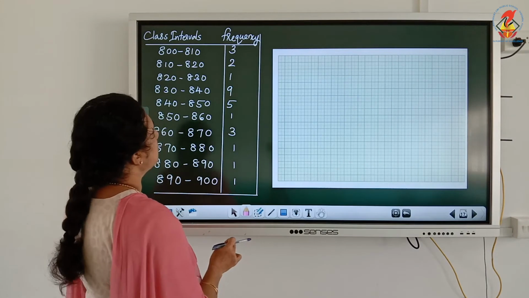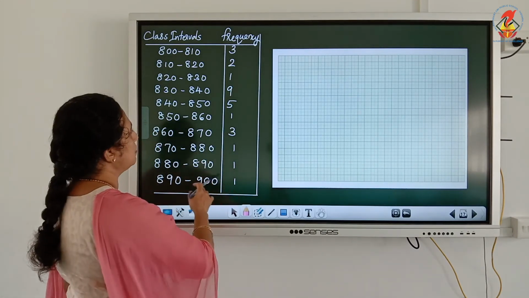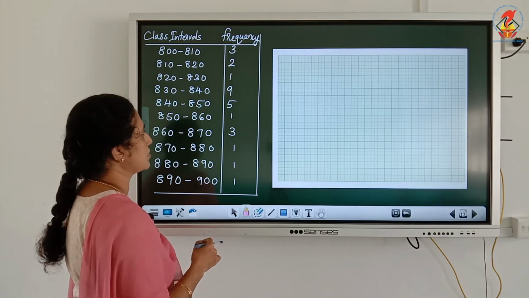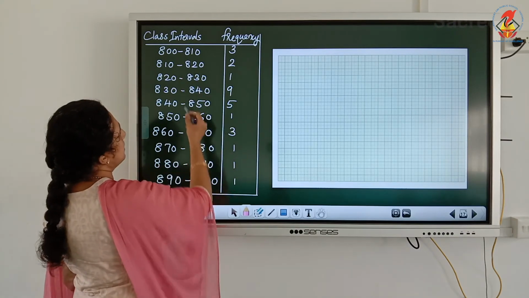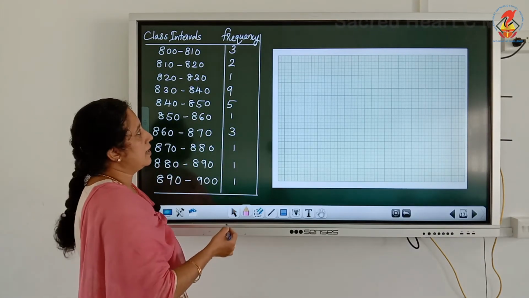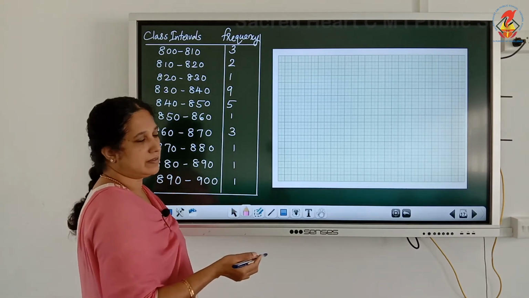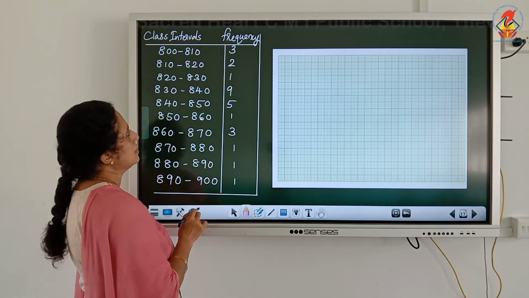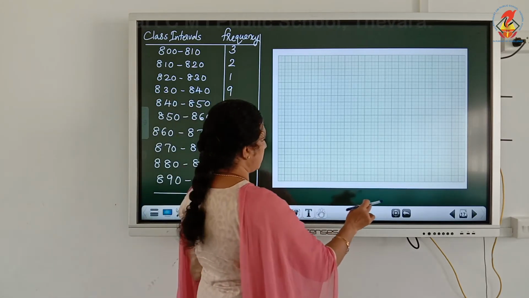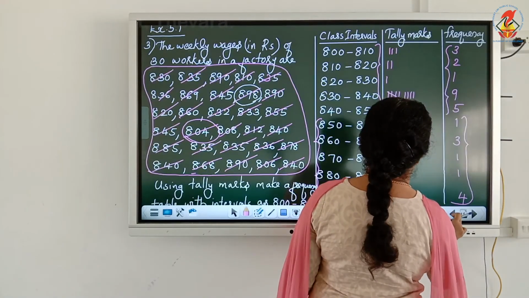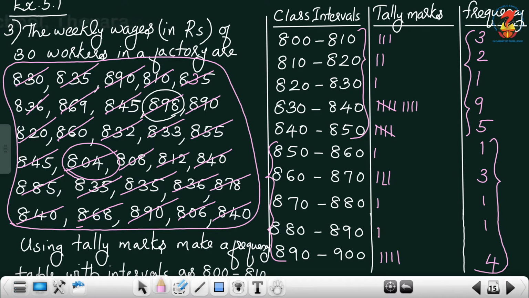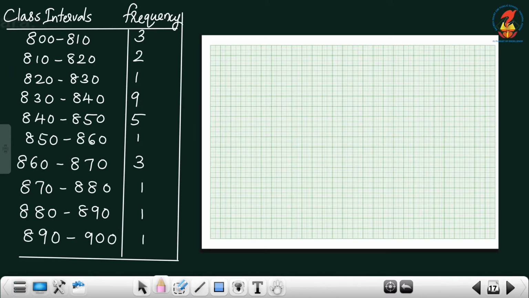Now next we have to draw the histogram. For this grouped frequency distribution, you have to draw the histogram. So the values are given. We can write the class intervals and the frequencies, and no need to put the tally marks here. We need only these two columns. So the frequencies are 3, 2, 1, 9, 5, 1, 3, 1, 1, and the last value is 4. Not 1, it is 4.